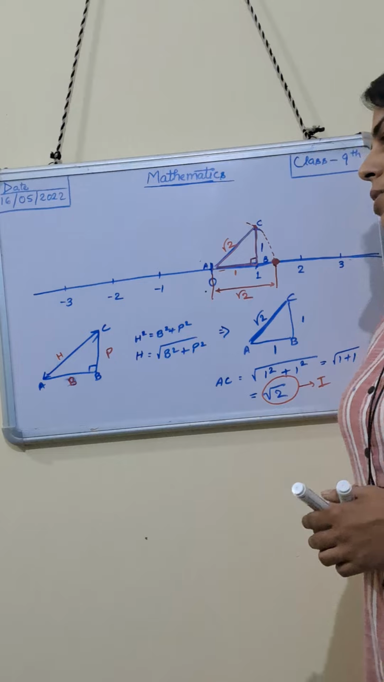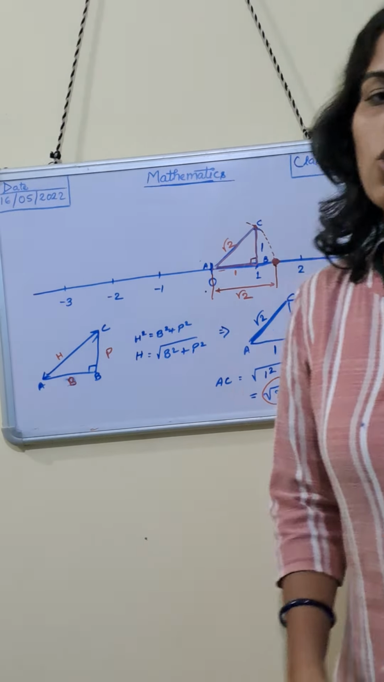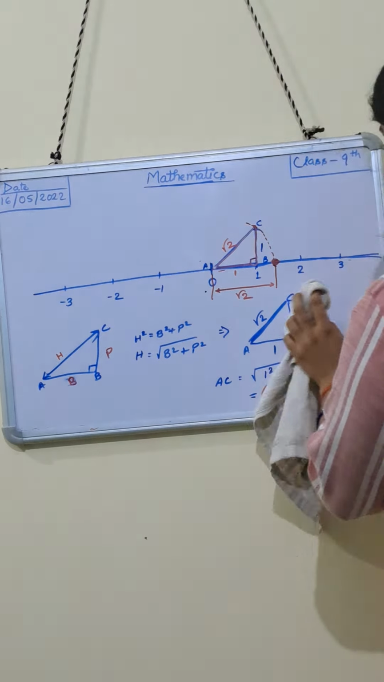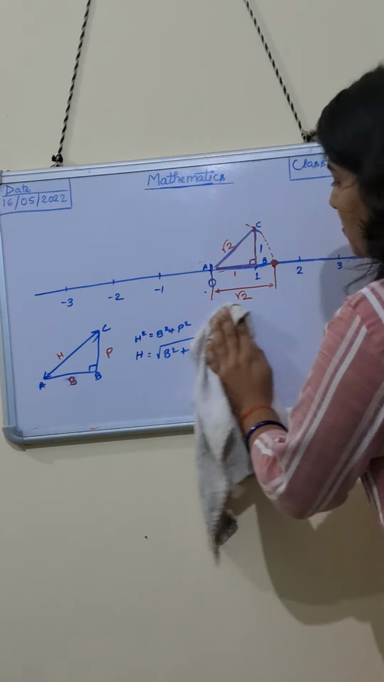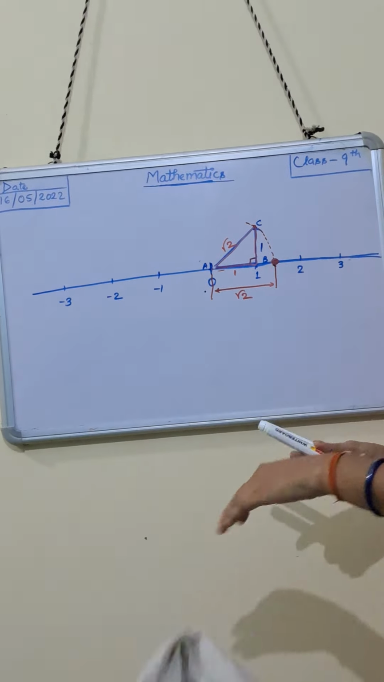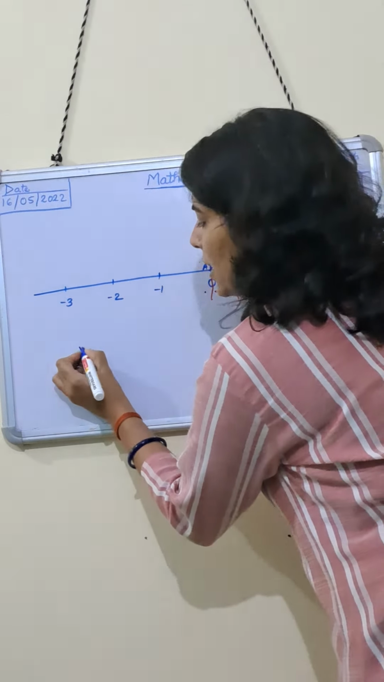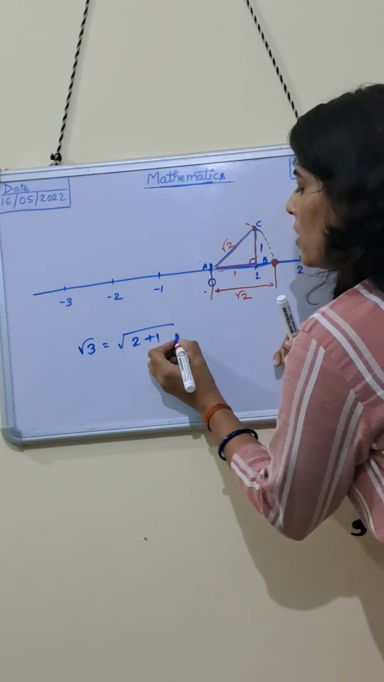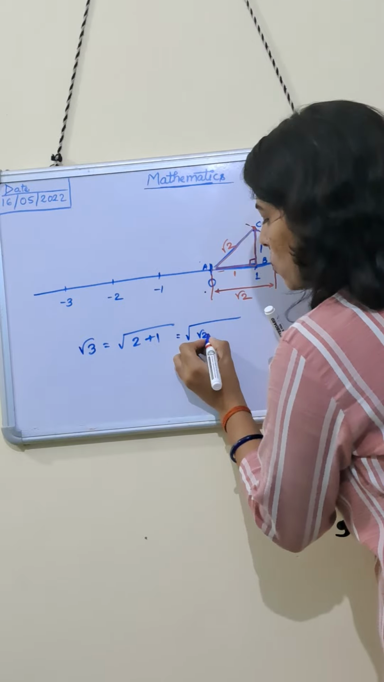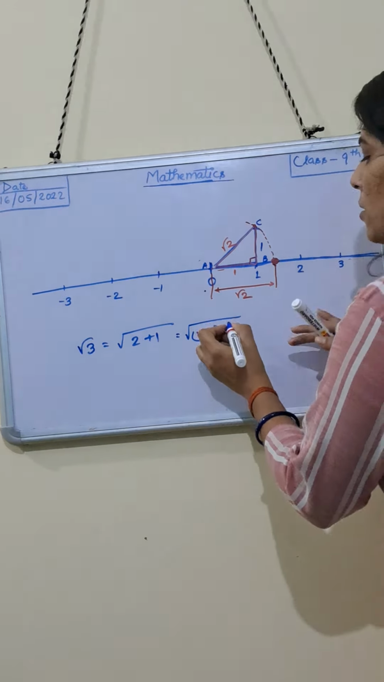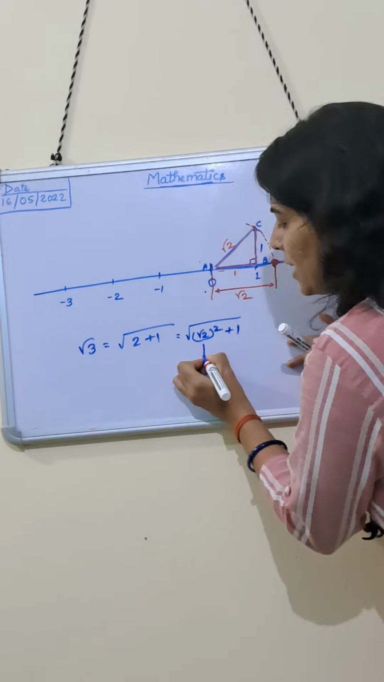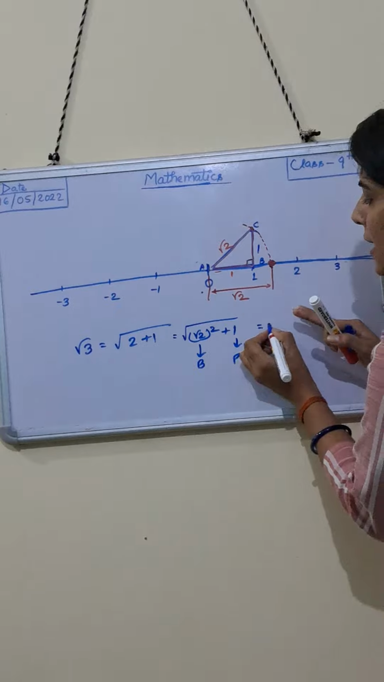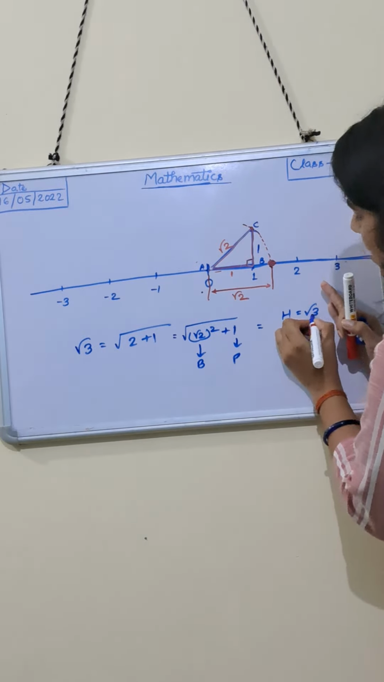Let's take one more example. Let's suppose we have to draw under root 3 now. How will you get under root 3? You can get it by 2 plus 1. Okay? 2 is nothing but the square of under root 2, plus 1. It means if we take under root 2 as base and 1 as perpendicular, then we will get the hypotenuse equal to under root 3.